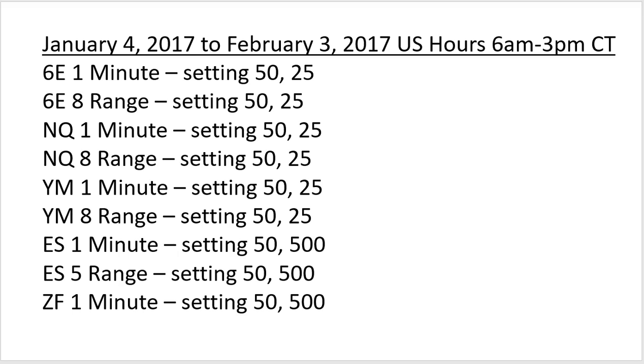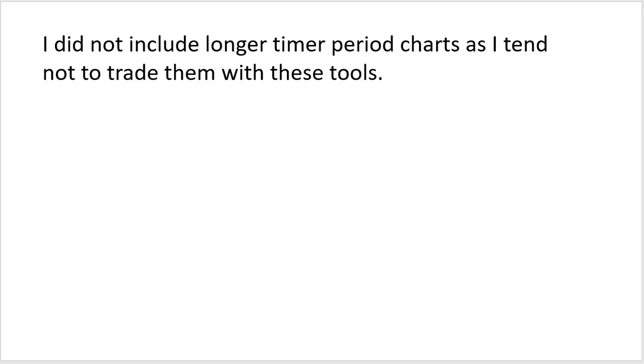But again, that's something that you'd probably want to adjust, the settings, okay? But you can see these are general settings, starting points, 50 and 25 for all these thinner markets, and for the thicker markets, my starting point is 50 and 500. Again, I am not including longer time frame charts, as I tend not to trade those with these tools.